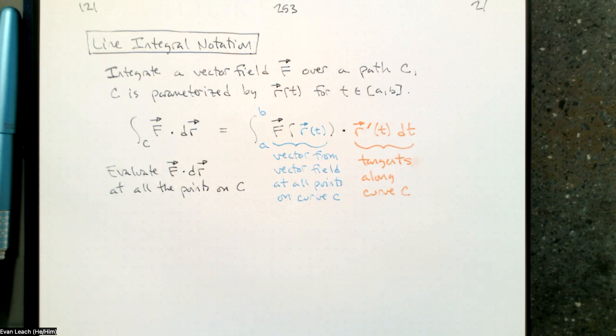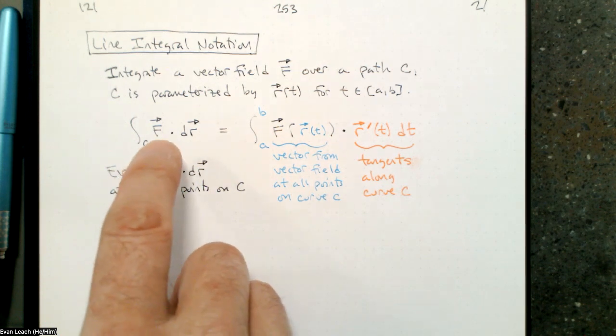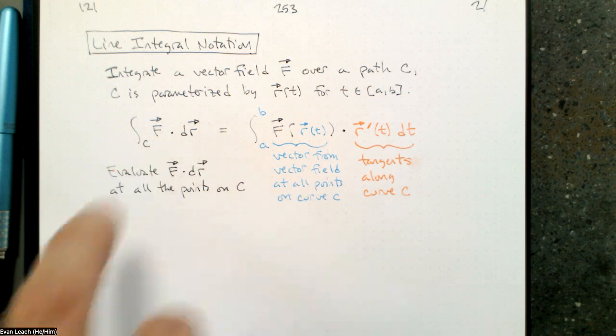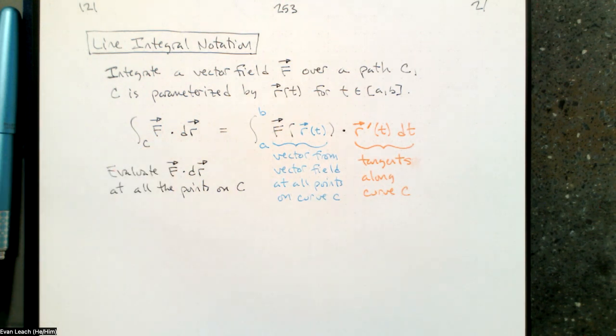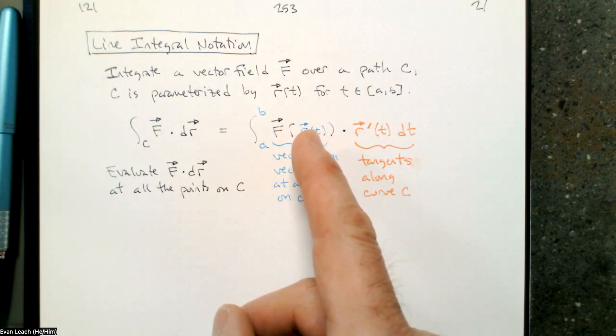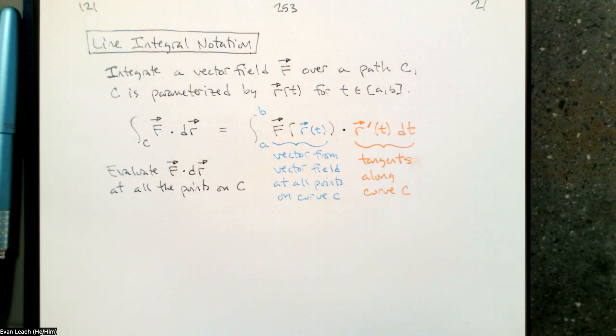What I want you to see at this point is what the integral notation tells us. We're evaluating f dot dr at all the points in the set C. What that means is we're going to have to evaluate the vector field at all the points on the path C. And the dr is just some direction related to the path. That's just going to be the derivative dt.